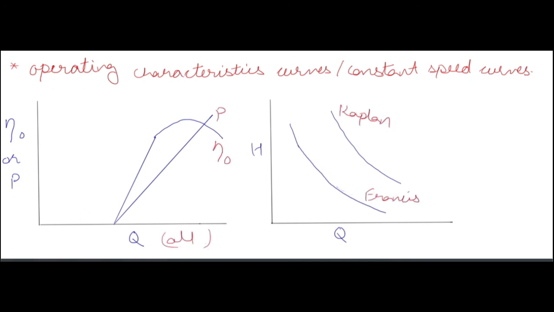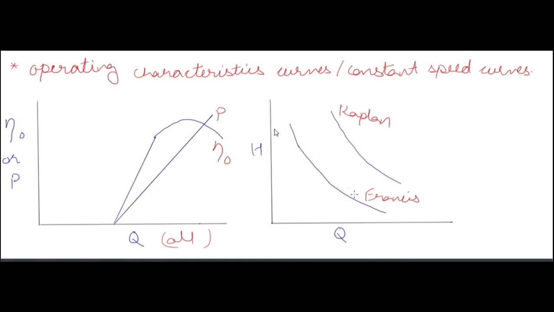So this one is overall efficiency or power. You can put this on this axis, whether it's overall efficiency or power, while on the x axis we have discharge. This curve is for all, it follows like this: efficiency is like this, and power output is like this. Power output is linearly increasing while efficiency decreases after a while.